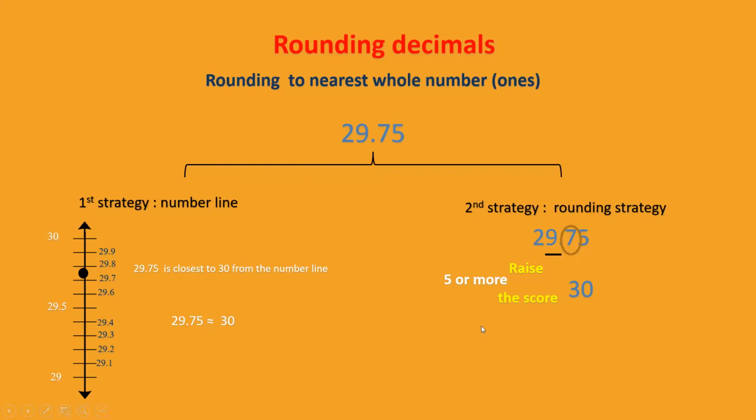Right. If we have 29.15, to the nearest whole number, yes, underline the 9. Then circle the next digit, 1. 5 or less, let it rest. Keep it like this.